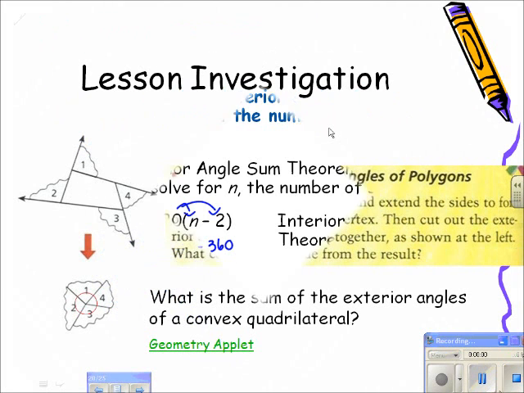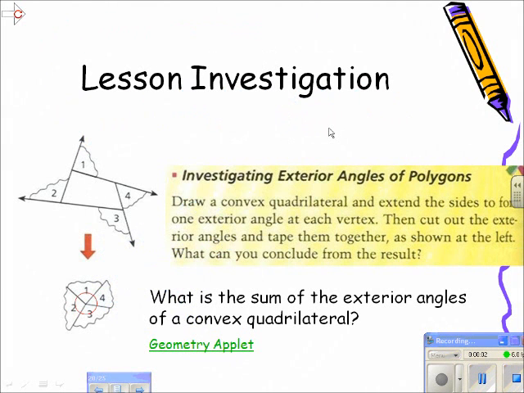This is a lesson investigation on the exterior angles of a polygon. So if you would draw a convex quadrilateral and extend the sides to form one exterior angle at each vertex, then cut out the exterior angles and tape them together as shown at the left, what can you conclude from this result? So this is what you're going to get when you cut out those 4 angles. You get a circle there in the center. So what is the sum of the exterior angles of a convex quadrilateral? Well, the sum of the degrees of a circle is 360 degrees.